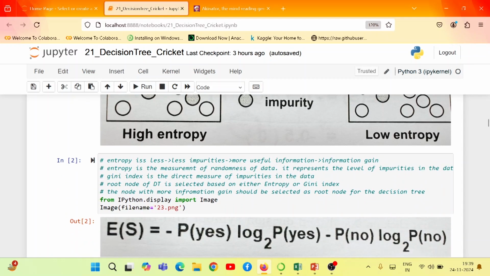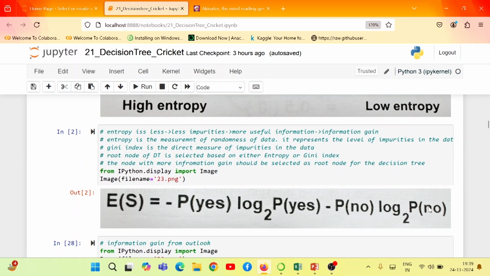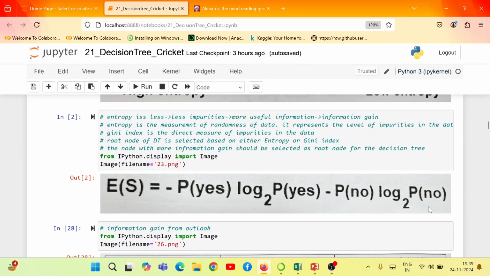Now let us discuss entropy, how to calculate the entropy and how to find out the information gain out of it. So basically when the entropy value is low, the data contains less impurities. When impurities are less, it provides more useful information to the decision tree algorithm. So this is called the information gain. This is the reason entropy is generally applied to each node in the decision tree to calculate information gain, right? So when the information gain is the highest for a node, it should be taken as the root node.